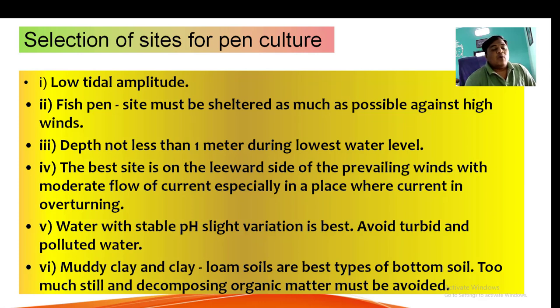Avoid turbid and polluted water for pen culture practice. When we select any site, before the selection you should check that we avoid the turbid and polluted water for this practice. Next, muddy, clay and clay loam soils are the best type of bottom soil. Too much silt and decomposing organic matter must be avoided for pen culture practice.